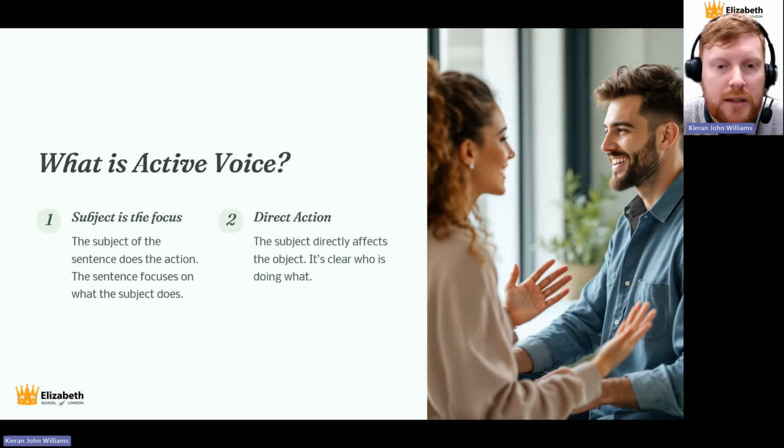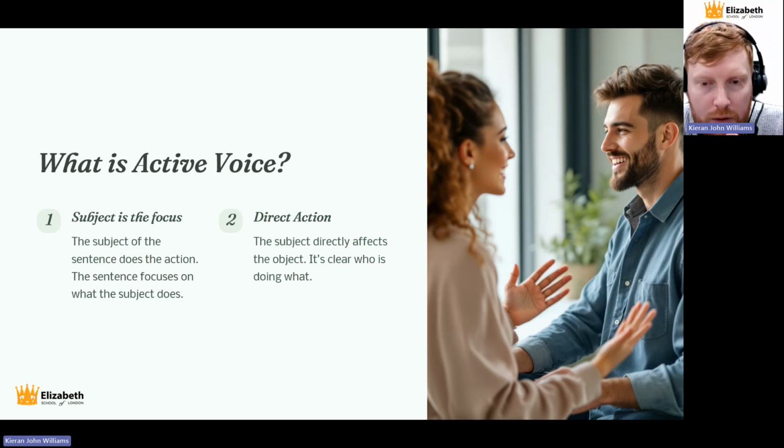Let's look at the normal one for now, which is active voice. Why do we use active voice? Well, the reason is that you want to show the subject as the main part of the sentence. The subject of the sentence is the thing or the person doing the action, and you want to focus on the person who is doing the action. You're also trying to emphasize that it is a direct action: this person or this thing did this thing. That's why it's the most common type of sentence in English, because we say this person did this thing.